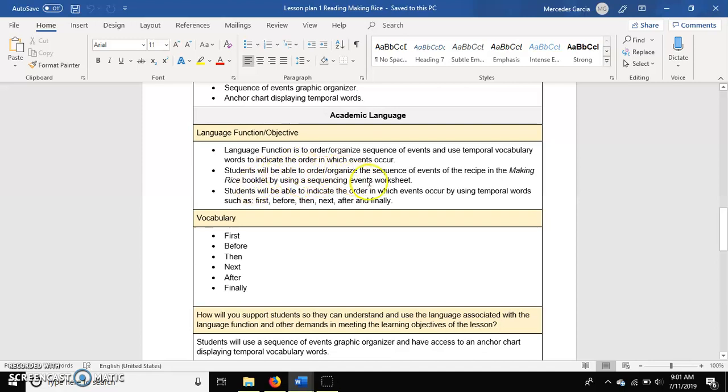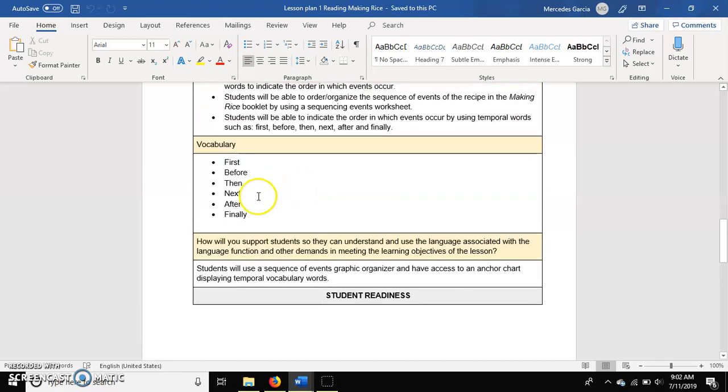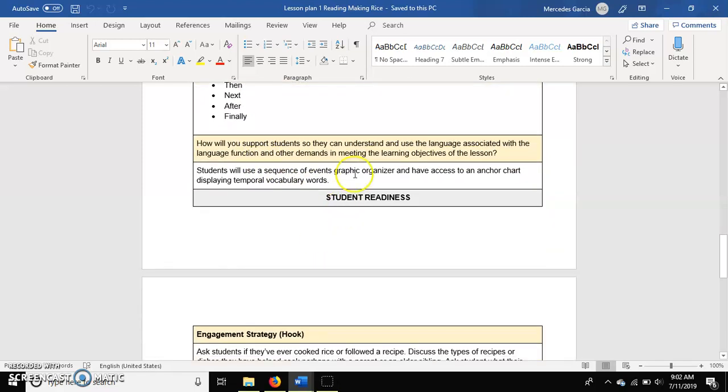Students will be able to order, organize the sequence of events of a recipe by using the Making Rice booklet and using a sequencing events worksheet. Students will be able to indicate the order in which events occur by using temporal words such as first, before, then, next, after, and finally. And here are the vocabulary.